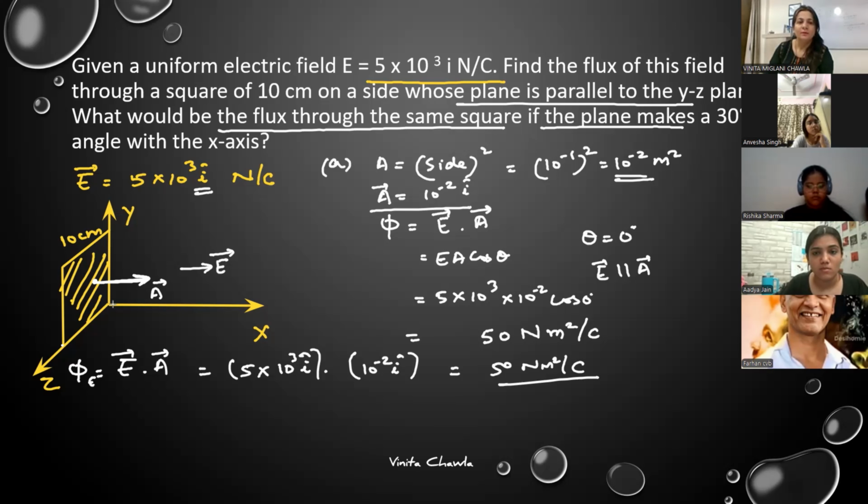ये एक्स एक्सिस के साथ 30 डिग्री का एंगल बना रहा है प्लेन, ऐसे आपका इस बार, और है स्क्वायर शेप में, है ना, ऐसे. तो ये एक्स एक्सिस के साथ अगर 30 डिग्री का एंगल फॉर्म कर रहा है तो आपका फ्लक्स क्या होगा बताओ.